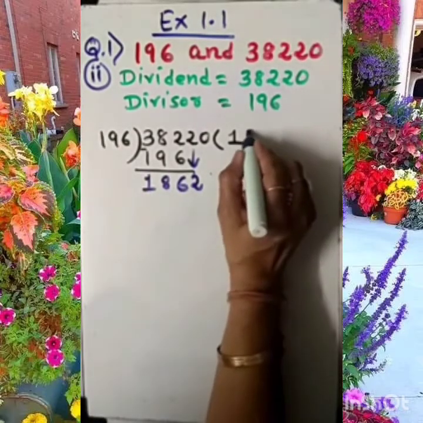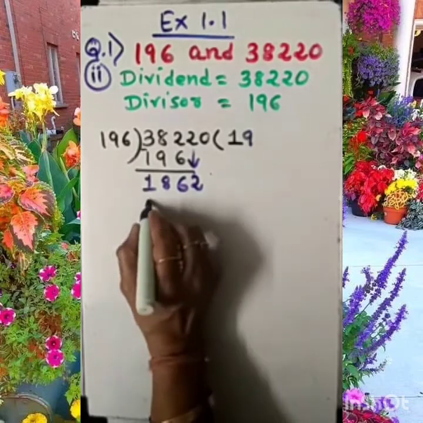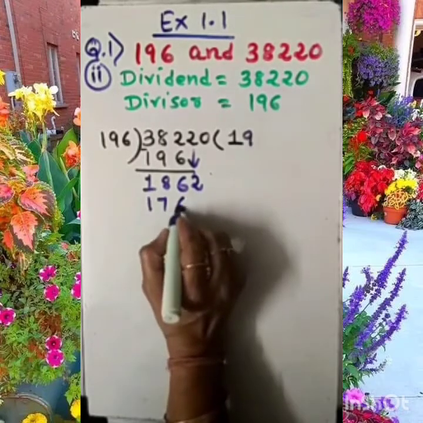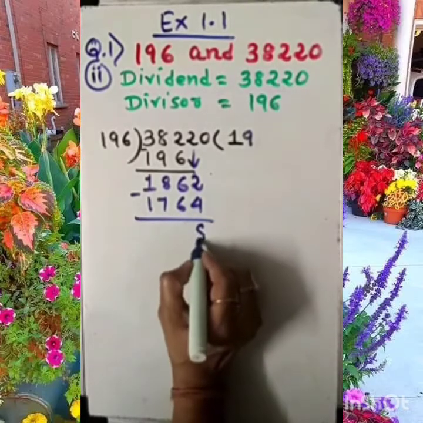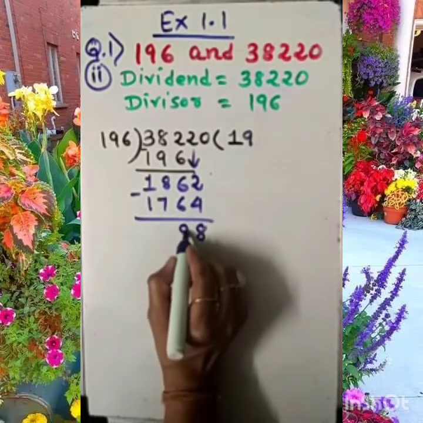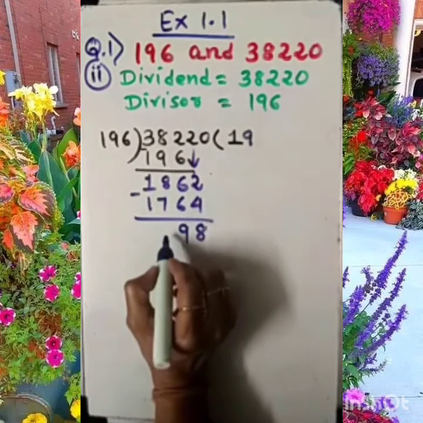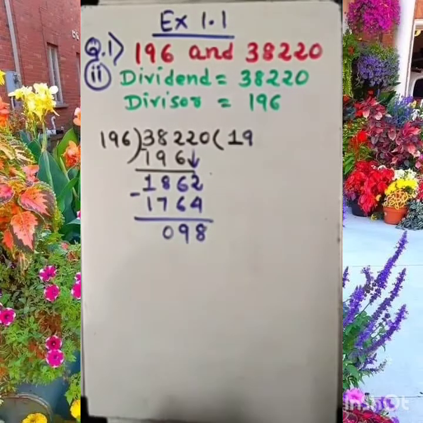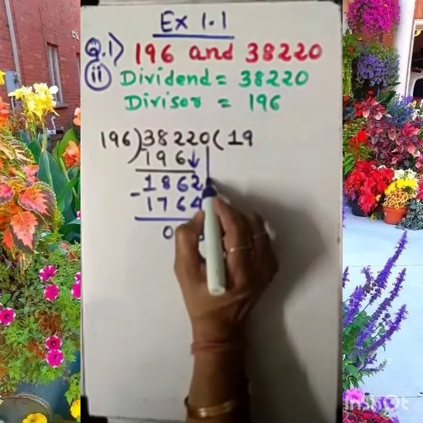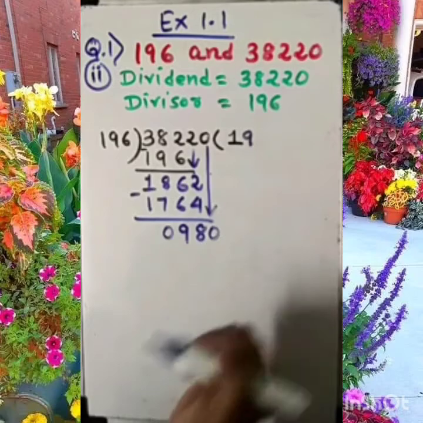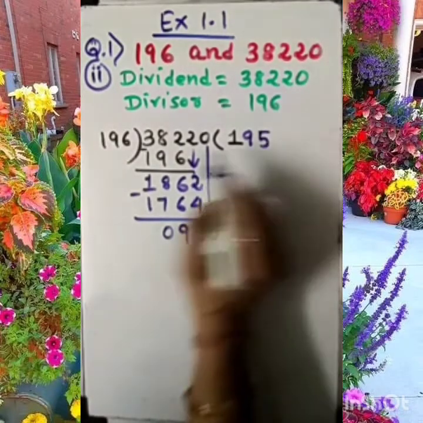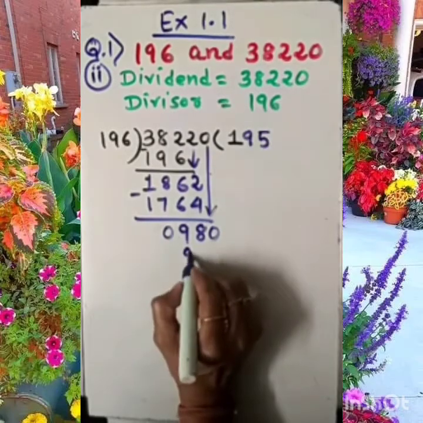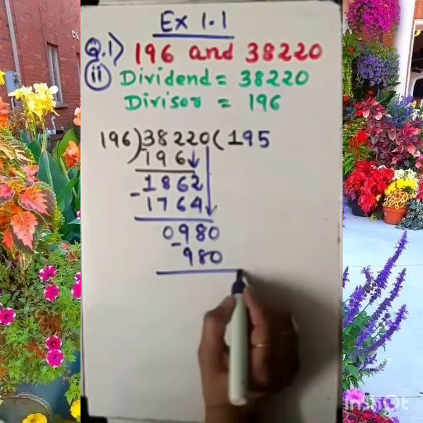196 times 9, the answer is 1764, right? So 12 minus 4 again 8. 15 minus 6 is 9, and of course here will be 0. So my dear student, one more 0 is here, so I am bringing this 0 down. Now 196 times 5, if you multiply 196 times 5, you will get 980.